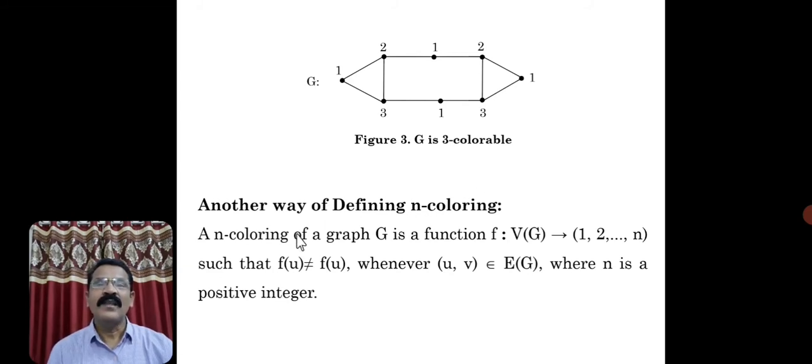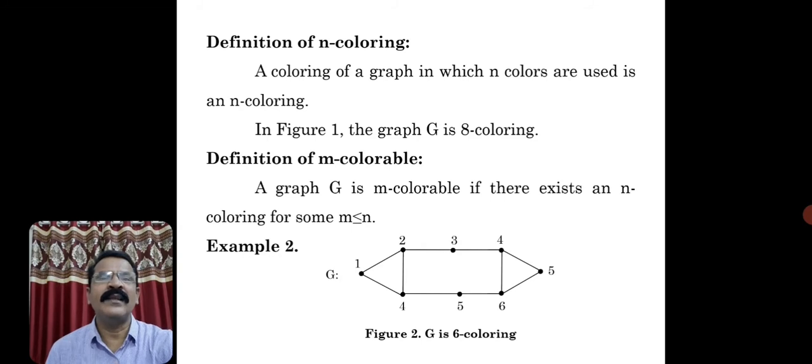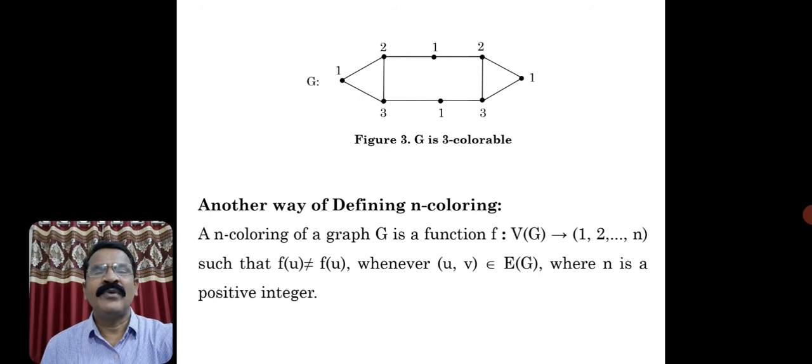Okay, so another way of defining n coloring. This is the same concept which we have defined in the previous slide. What is n coloring? A coloring of a graph in which n colors are used is an n coloring. And what is an m colorable graph? That already we have discussed. So the graph is 6 colorable as well as 3 colorable.